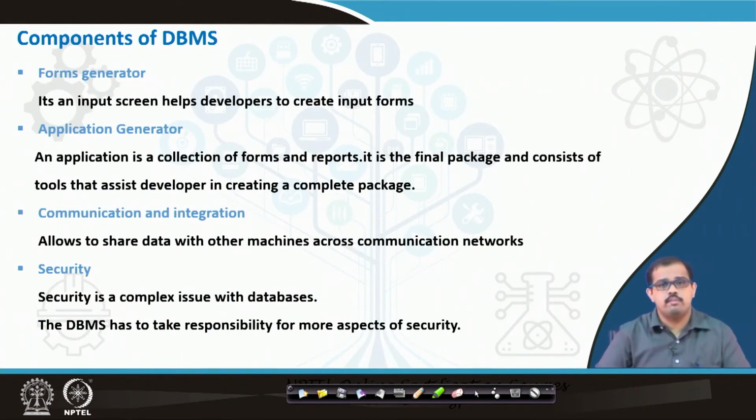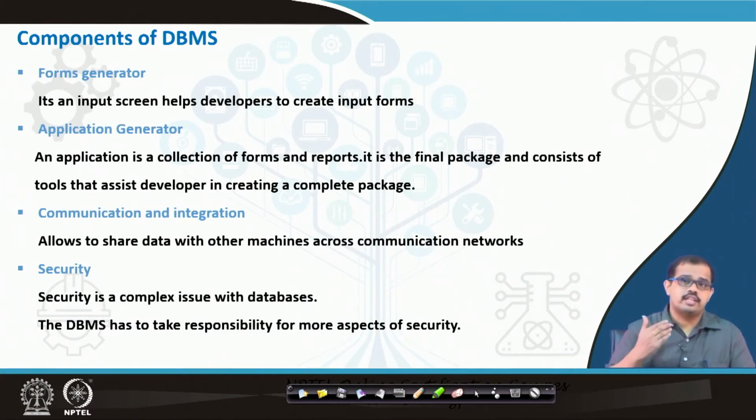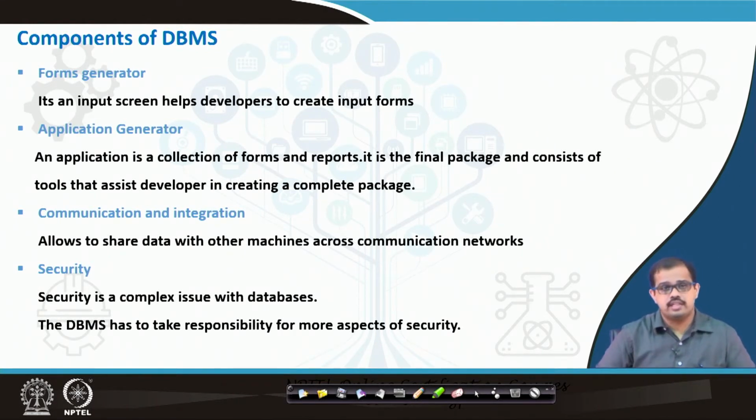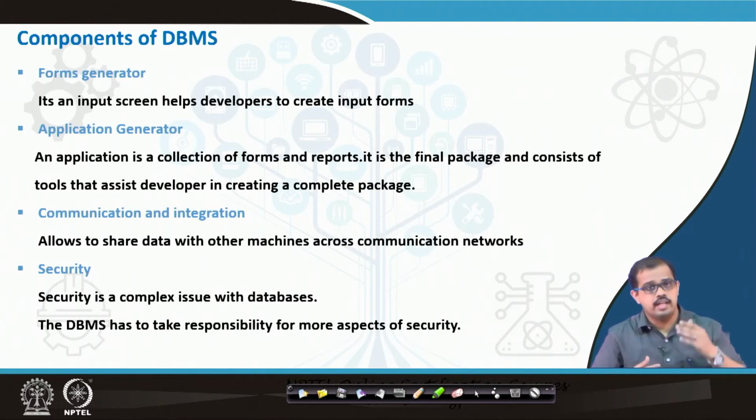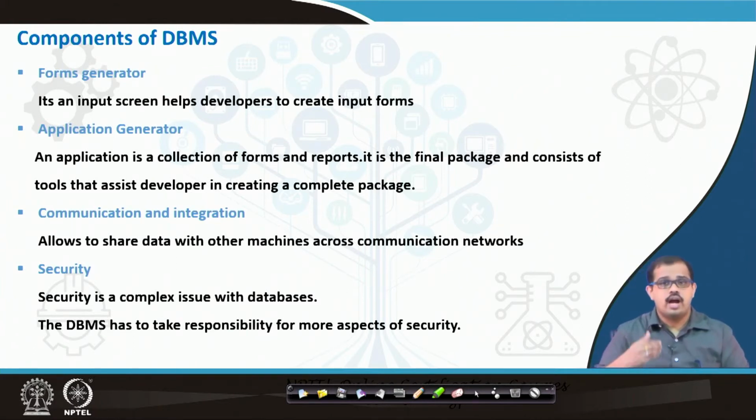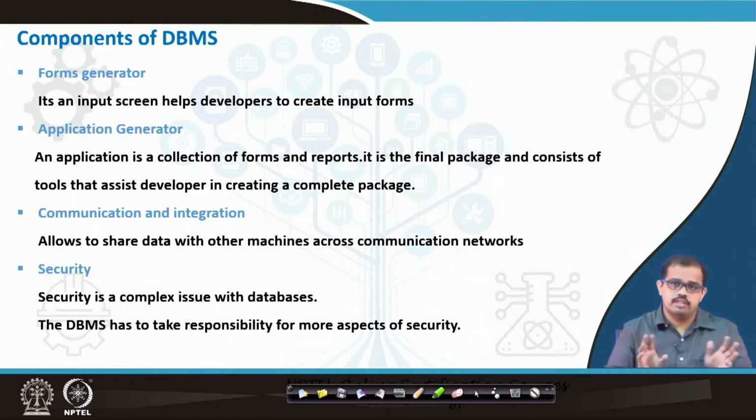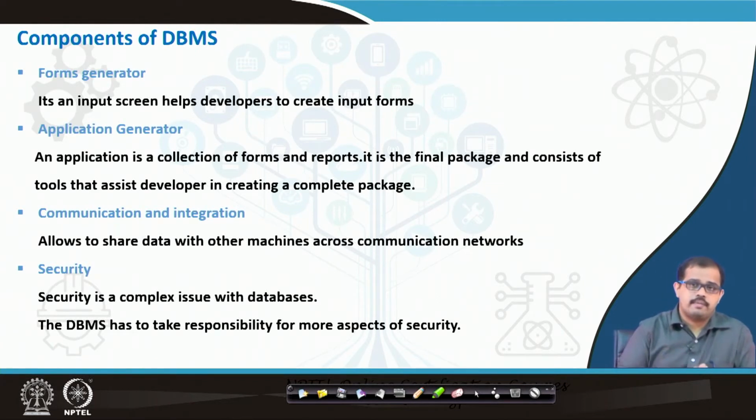Then we have something called a form generator. It is an input screen that helps developers to create forms, or an input screen that helps developers create a way of connecting into the system. Then you have an application generator. An application generator is a collection of forms, that is, the number of forms that would have been generated. It is nothing but a collection of those forms and reports from the report generator. It is a final package consisting of tools that assist a developer or a user in creating a complete package. Normally it is done by a developer.